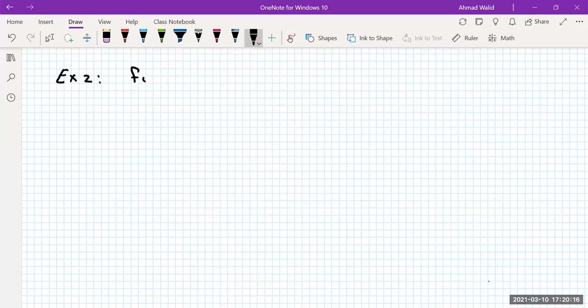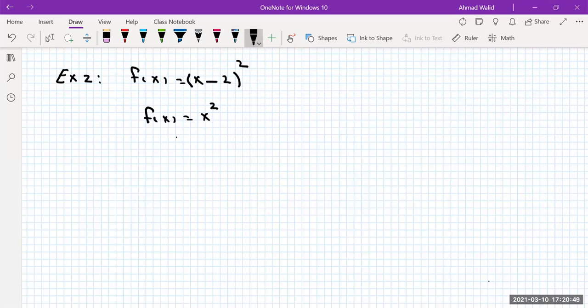F of x equals x squared. First, let me give you not the parent graph, let me give you the function: x minus 2 squared. They're asking you to graph f of x equals x minus 2 squared. Correct? What is the parent graph for this? The parent graph for this is f of x equals x squared.